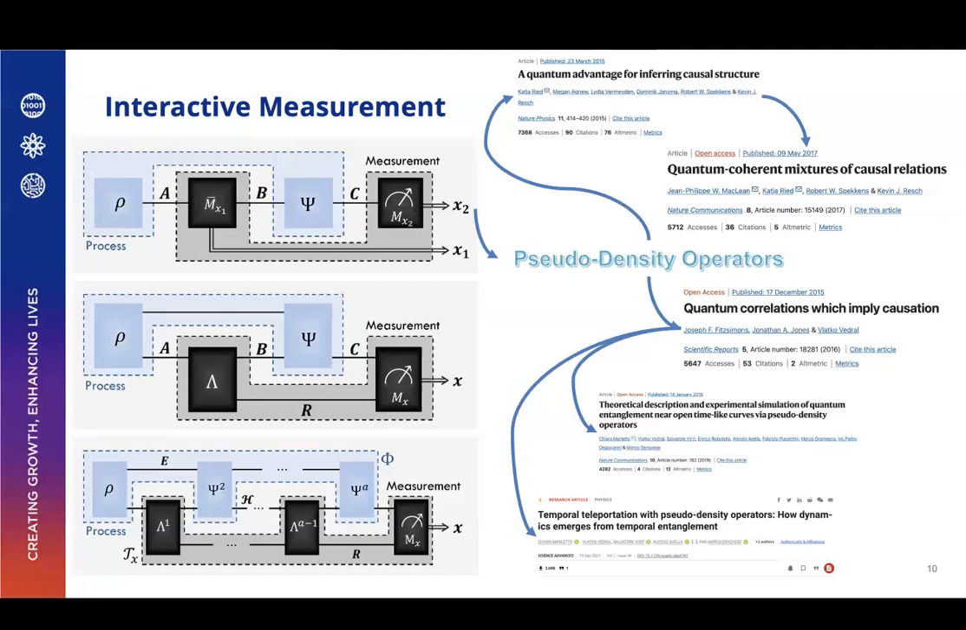And it can be applied in different areas like teleportation and other topics. But actually, in the year 2015, this kind of idea, even though it was not called pseudo-density operator, had also been applied to investigate causal inference. So this is Ried and Spekkens' work. It has been used to infer causality associated with a causal map. And further, it is also related to the coherent mixture of causal relations.